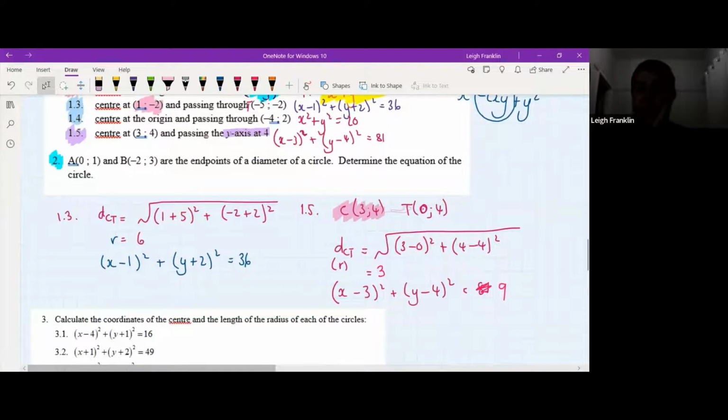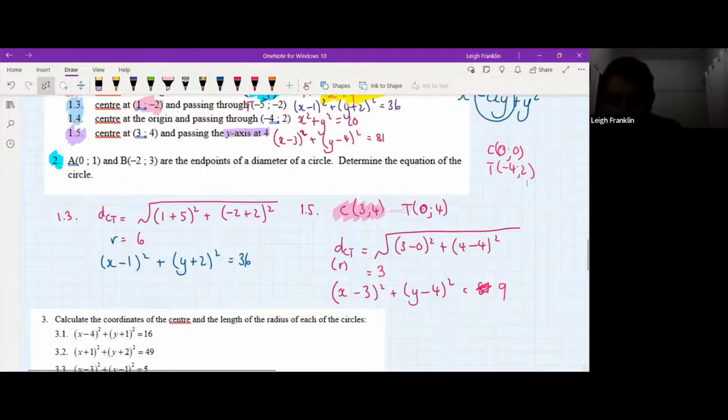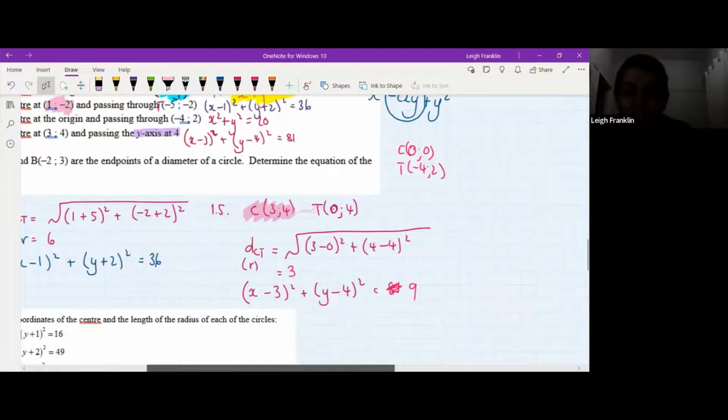All right, so the center is at the origin. Let me just write that down. The center is at the origin and it passes through the point, let's call it T, it passes through the point -4 and 2. Oh, sorry, it's Trish, not Tisha. I haven't got my glasses on, so I can't see properly. Yes, Trisha, my apologies.